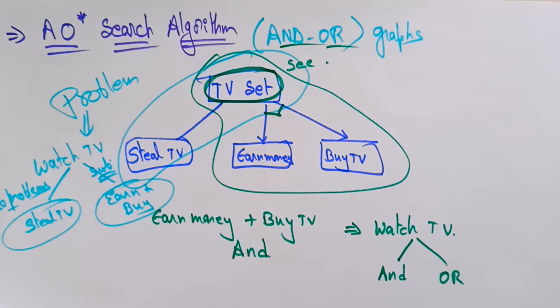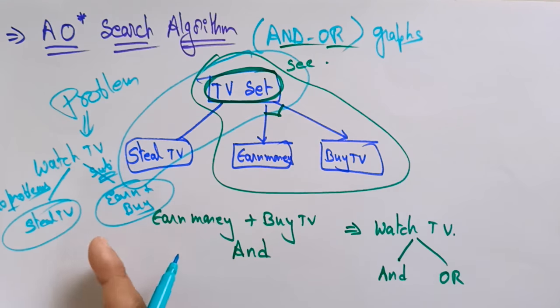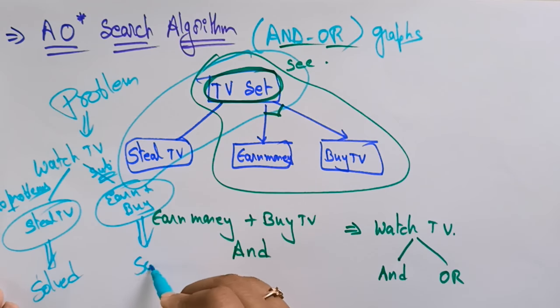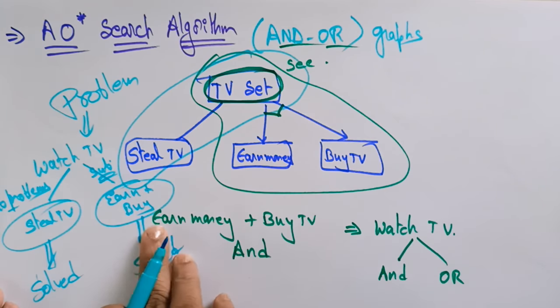So in the AO star algorithm, a problem is divided into a set of sub problems where each sub problem can be solved separately. How is it solved? I watch the TV by stealing it, and it is also solved if I earn and buy the TV and then watch it. So each sub problem can be solved separately. This is the concept of the AO star algorithm.